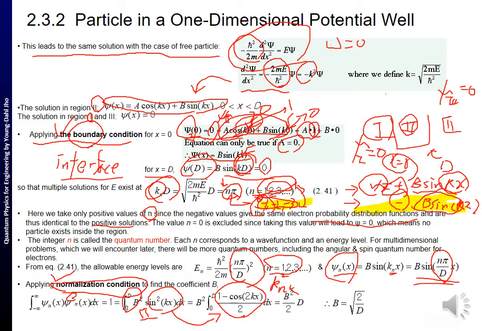So if we integrate from 0 to d, you will see this will be 0. Okay, you can try yourself. Then the rest of the integration is B squared over 2 multiplied by d, and this is 1, so B is given by this. Surely B could be either a positive or negative value, and we only take the positive side.